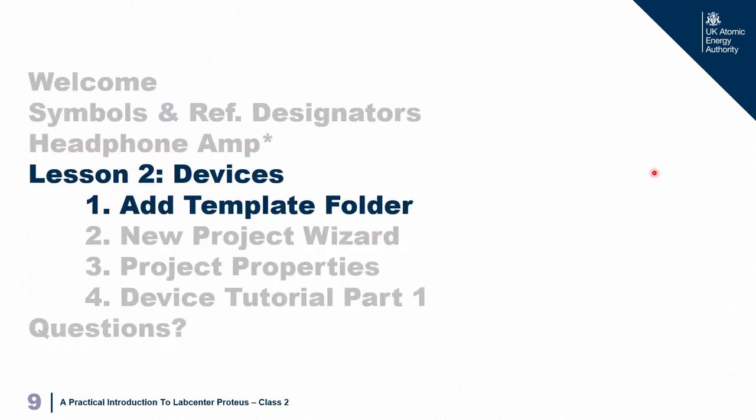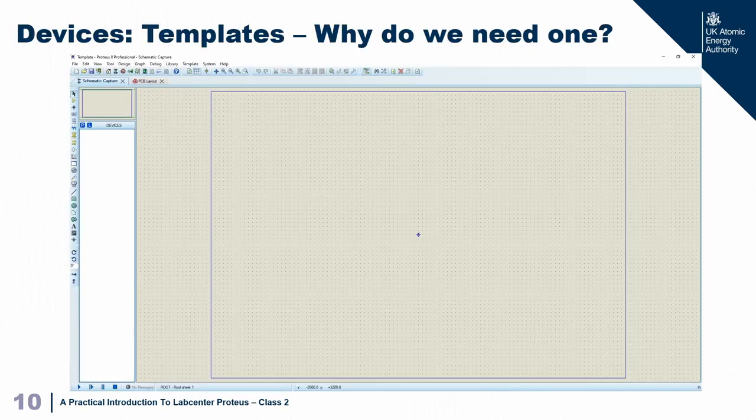Right, so now we're going to get into the gubbins of the thing here. So first thing we want to do is set up a template on Proteus. Now, what's a template? Why do we need one? This is what Proteus looks like if you don't have a template. It's just a flat page, there's nothing on it. There's no information about the author, what page it is, all that kind of stuff. So we're going to set one up.